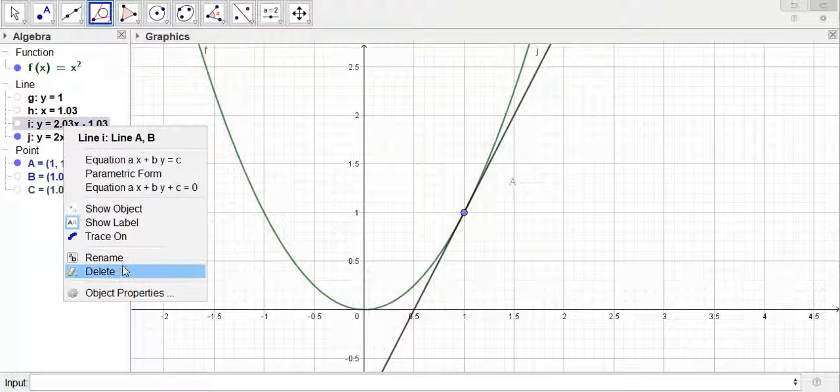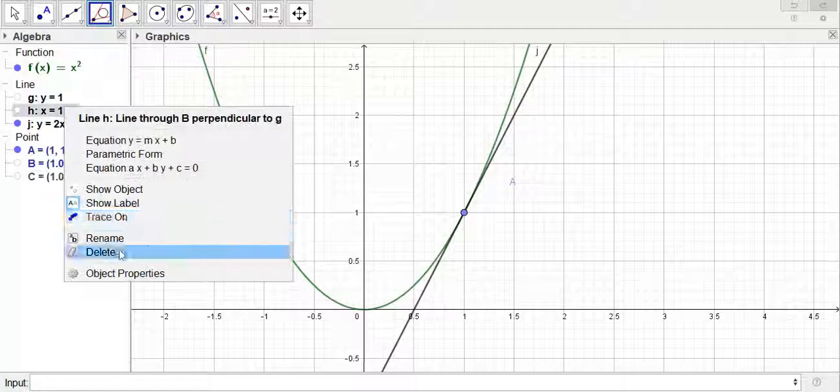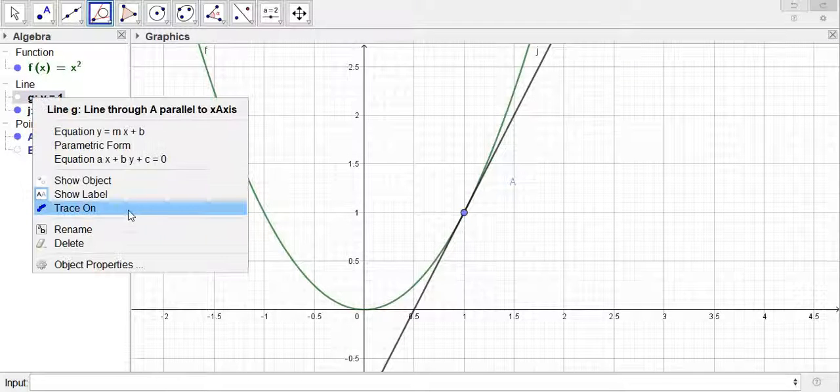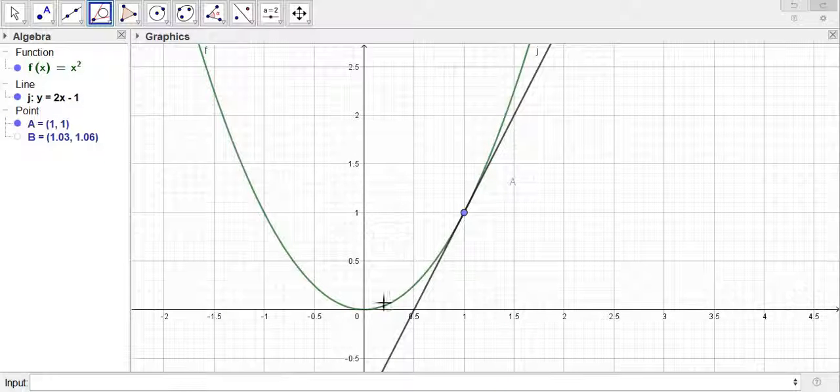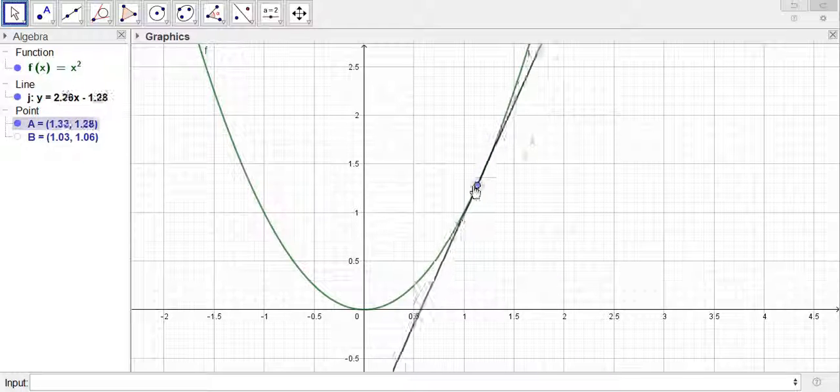Wait, I'll just delete these. Okay, so you see that the slope of this tangent here also follows the same rule, because the slope of this tangent is basically the slope at this given point. And so when I shift this point around, then I get different slopes.